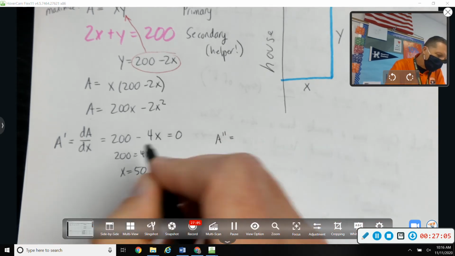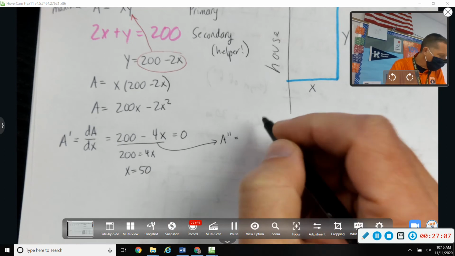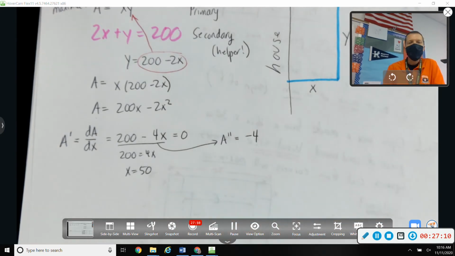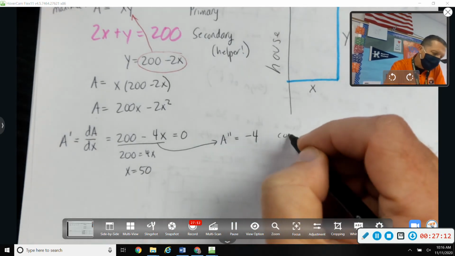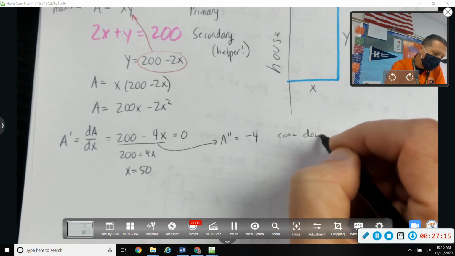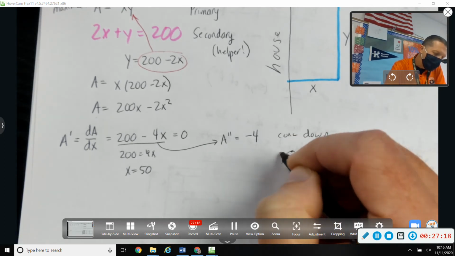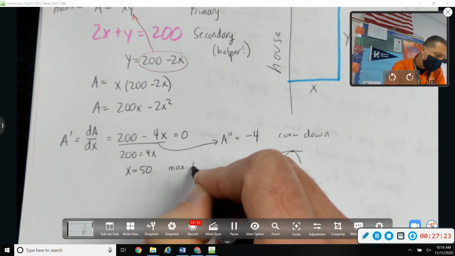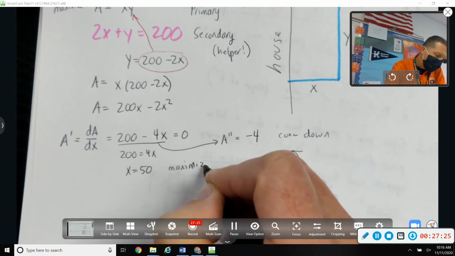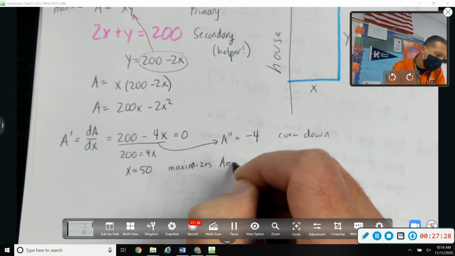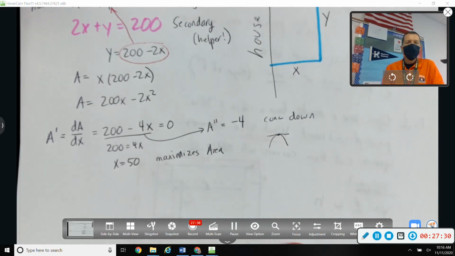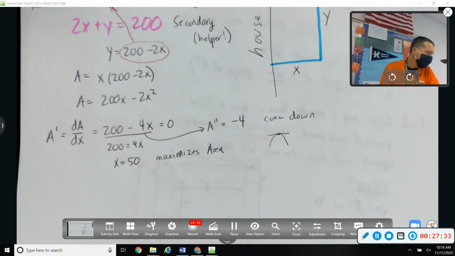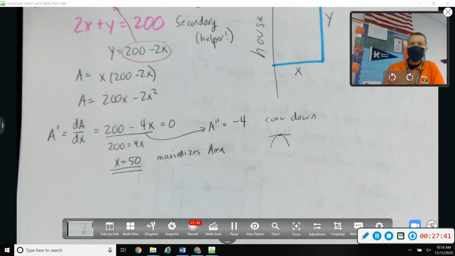So let's do a second derivative. Second derivative is negative 4. Well, okay, so this equation is always concave down. So yeah, we found a max. So x equals 50 maximizes the area. But what did it ask for? Find the maximum area of the pen. Okay, so we're not done yet. I mean, we're done with the calculus, but we need to answer the right question.